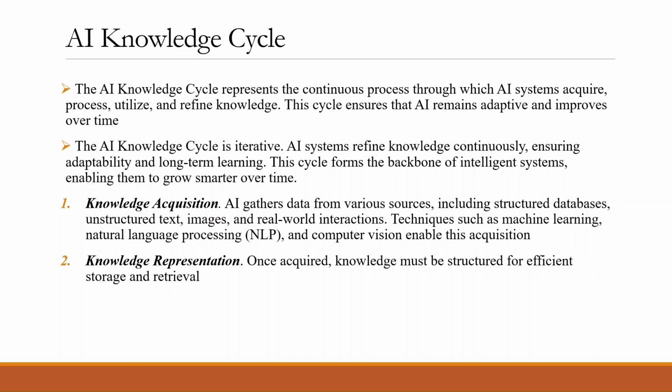Knowledge acquisition. Artificial intelligence gathers data from various sources, including structured databases, unstructured text, images, or real-world interactions. Techniques such as machine learning, natural language processing, or computer vision enable this acquisition. Next, knowledge representation. Once acquired, knowledge must be structured for efficient storage and retrieval.